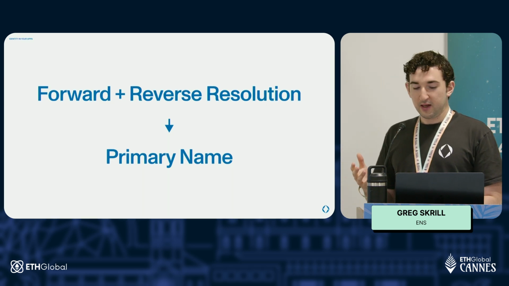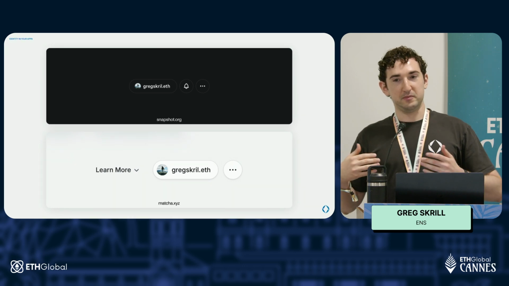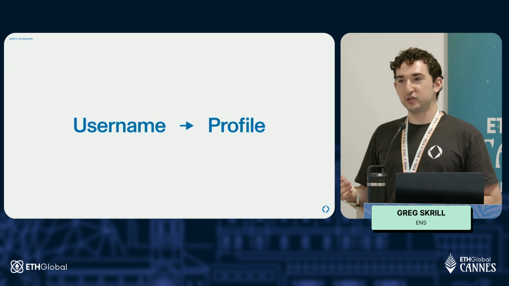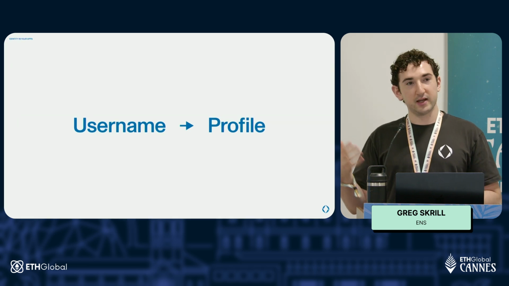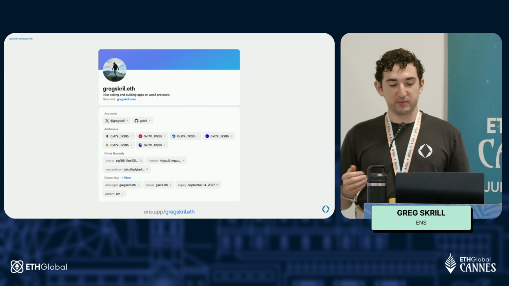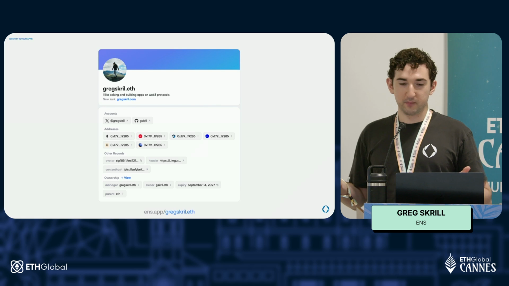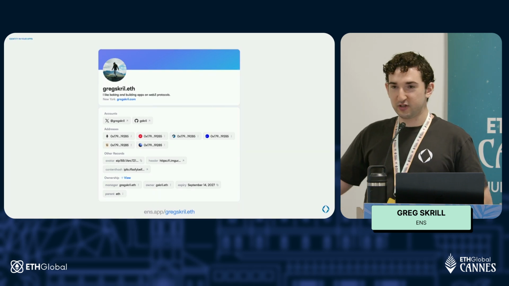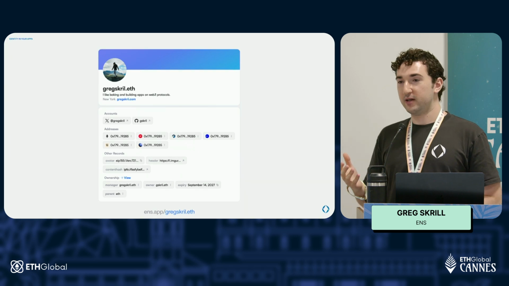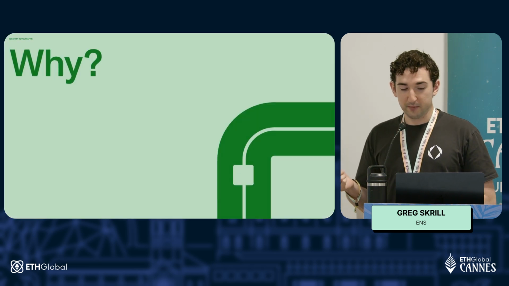And these two things come together, so forward resolution and reverse resolution form this idea of a primary name. And a primary name is when you sign into an application and see yourself recognized as your ENS name. It's really this idea of going from just a username, where you would type in a name and get an address, to a profile. So here you can see is my ENS profile, right? I have my avatar image, a description saying that I like baking, and a bunch of addresses of mine on different chains. This is a full ENS profile, and we want to make sure people are thinking about ENS as a profile instead of just a name-to-address map.